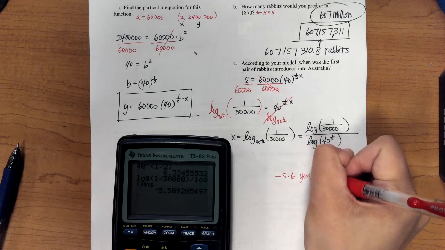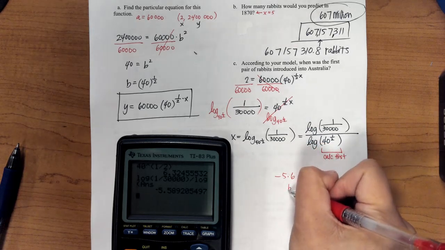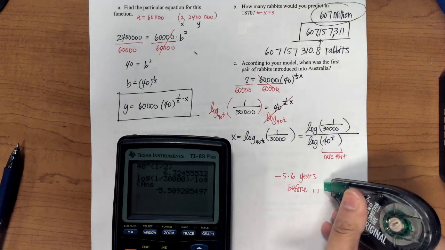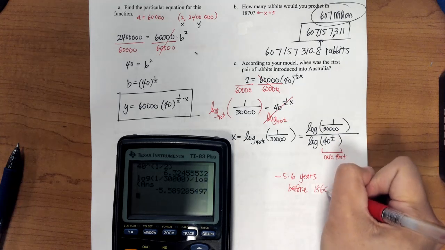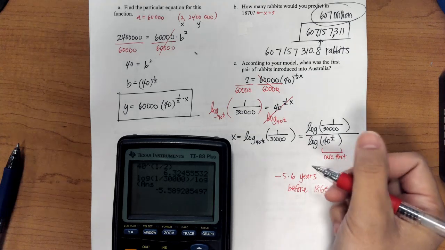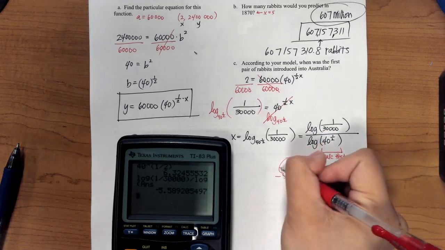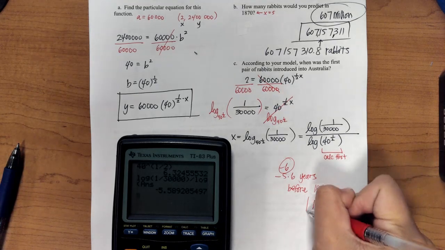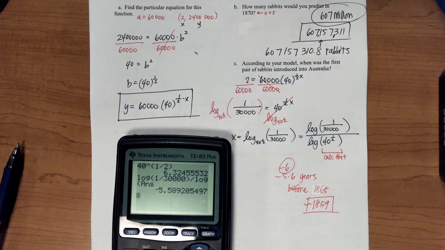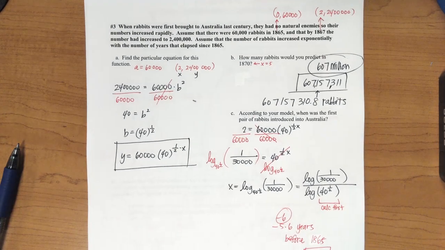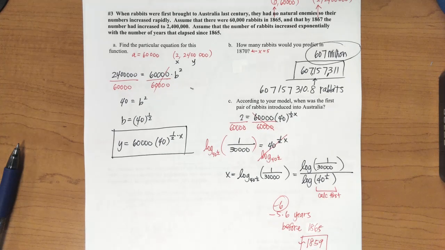And so this will be minus 5.6 years, which means before 1865, right? Because that's when we started. So that means 5 years, or like we could do 6 years maybe. So that'll be about 1859, approximately, is when the first 2 rabbits were introduced. Okay, so this one grows like crazy, correct? So just keep in mind that that is actually what happened in Australia, and they now have an insane rabbit population.